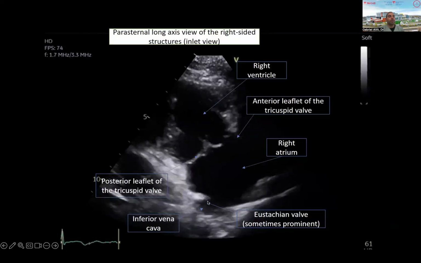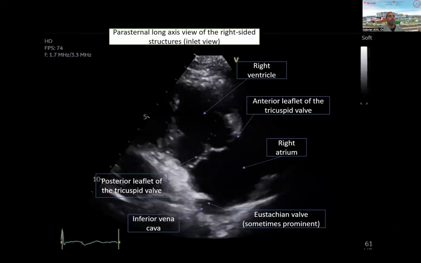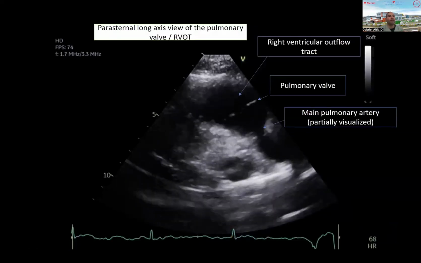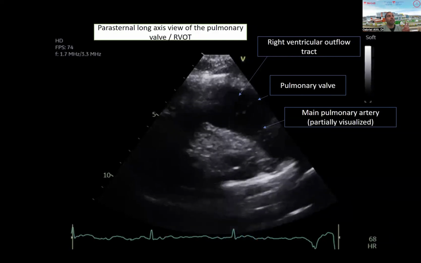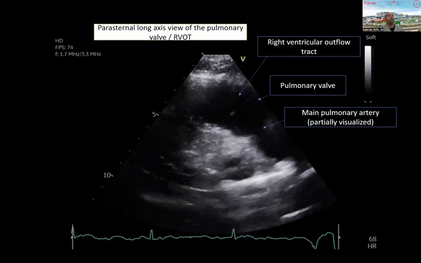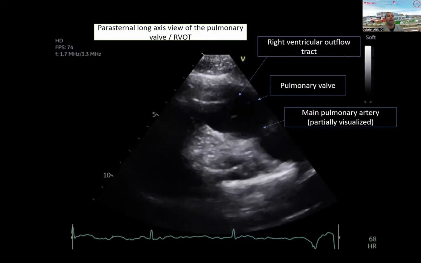And you can sometimes see a bit of the eustachian valve that we see mostly from the position of the subcostal view, which is important to recognize because sometimes people will mix it up for a rim of an ASD, which is not a rim of an ASD, it's a valve of the IVC, the eustachian valve. And the other thing that sometimes people will mix it with is a PICC line or a UVL.